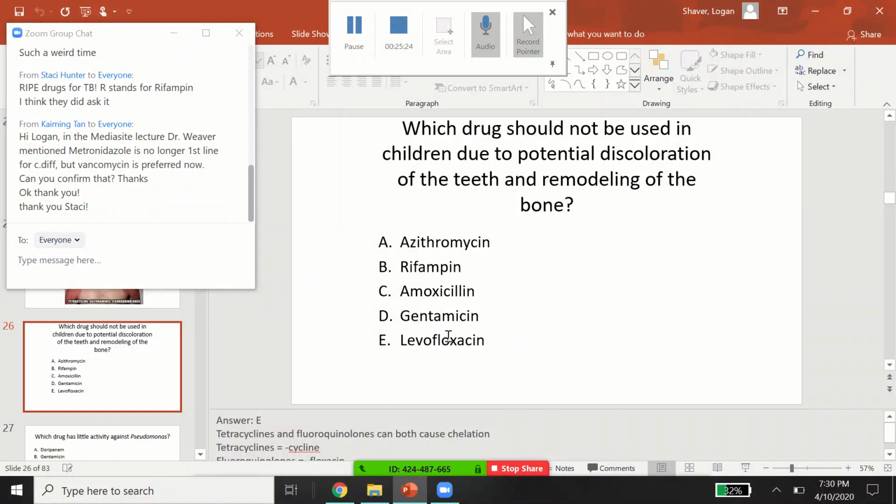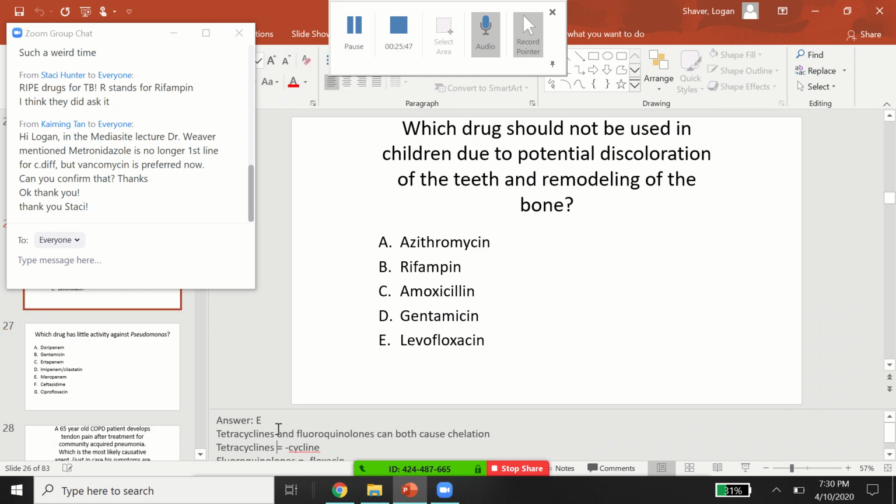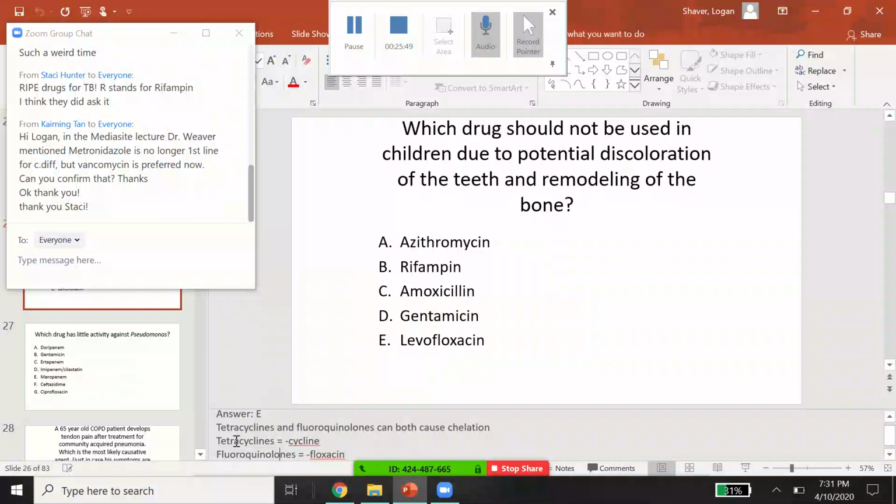Levofloxacin. But notice down here that that's not the only thing that can cause chelation. You can also have tetracyclines do that. So if doxycycline was on here instead, that could also be the answer. But in terms of what we just talked about, levofloxacin. And then I put down here just like a memorizer, just in case you forgot which category has what ending and stuff.